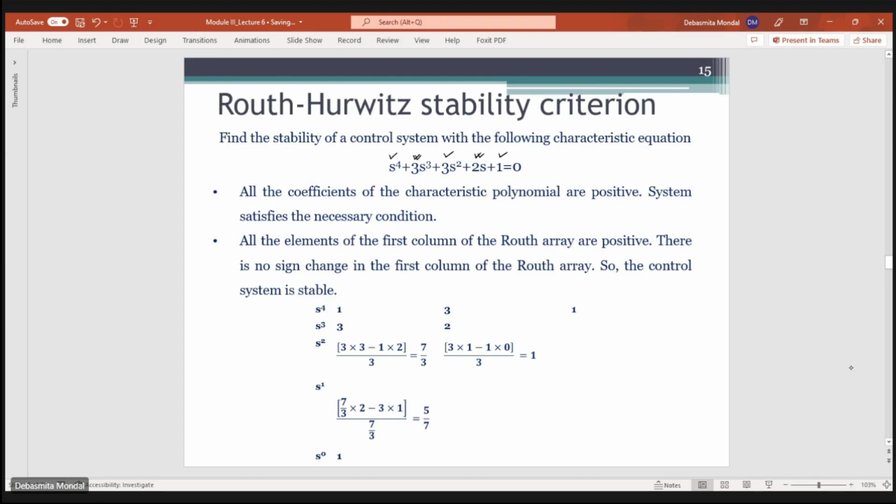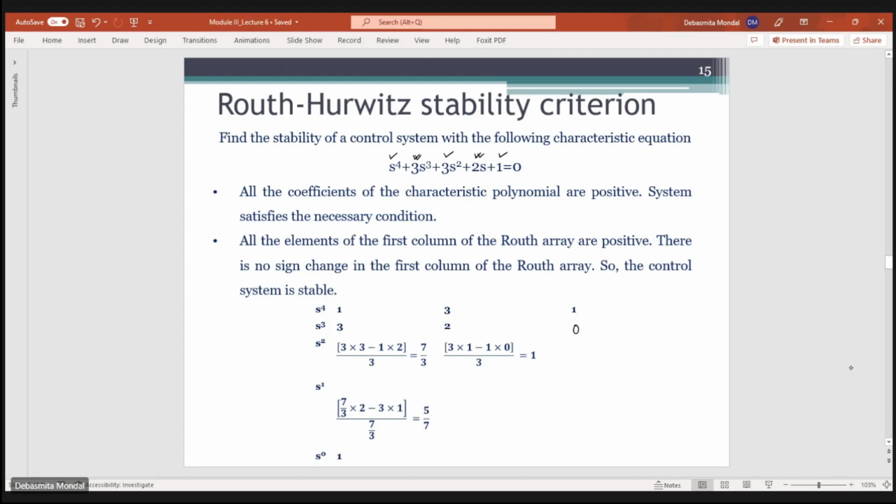So for this s to the power 2 row, you will have 3 multiplied by 3 minus 1 multiplied by 2, divided by 3, which is equal to 7 by 3. Then the second element will be 3 multiplied by 1 minus 1 multiplied by, here you don't have anything, so you have 0 basically over here. So you have 3 minus 0 by 3, which is equal to 1. So this row is also done. So you move on to the next row.